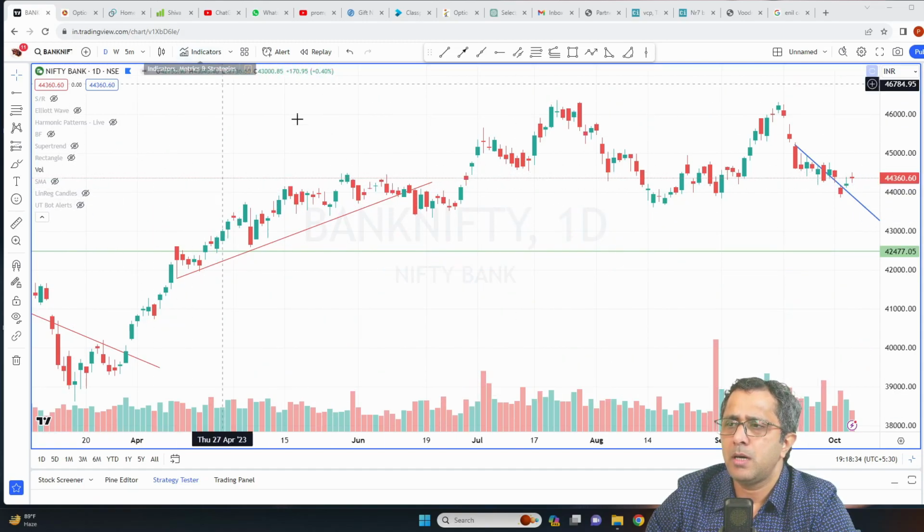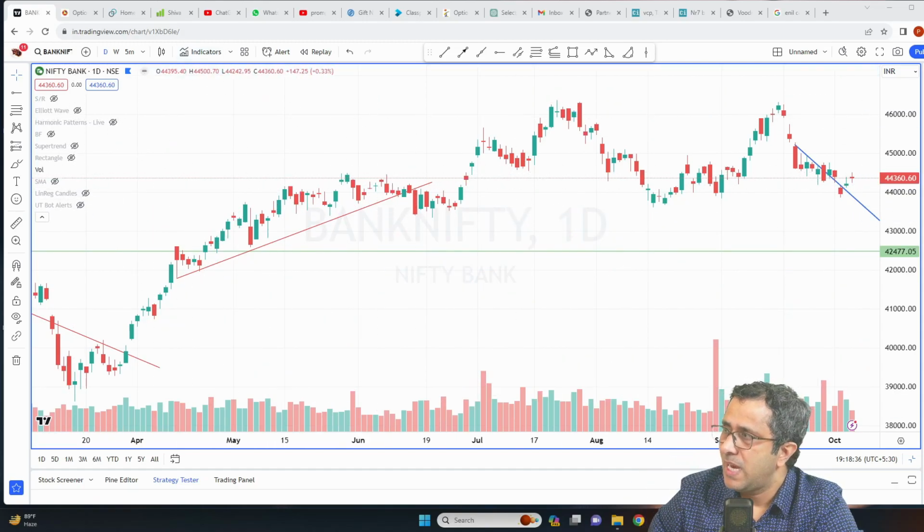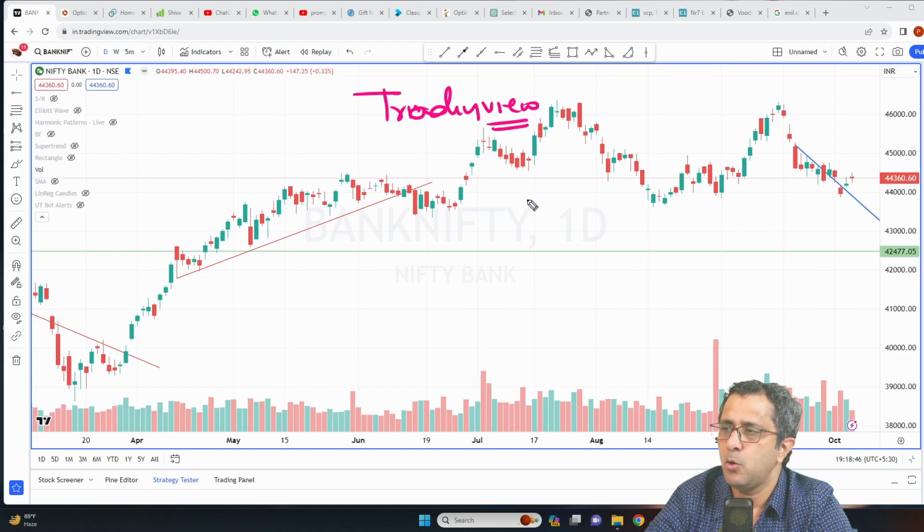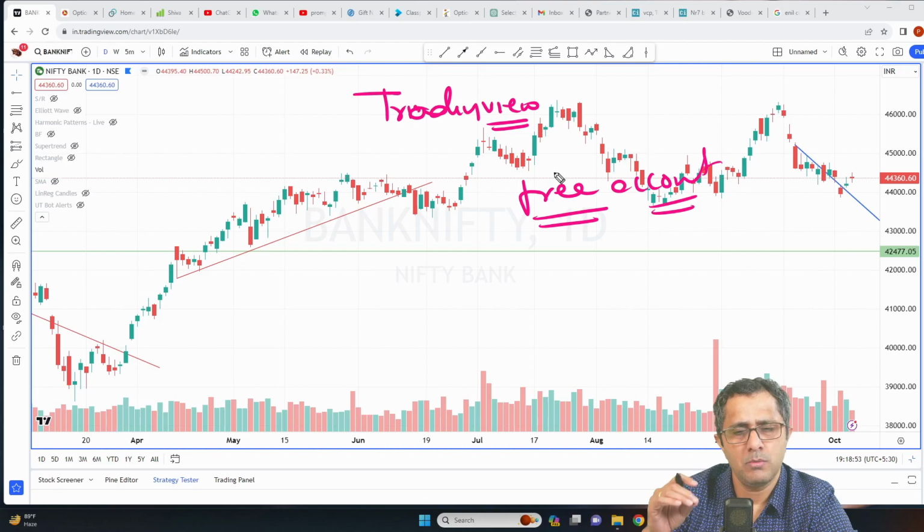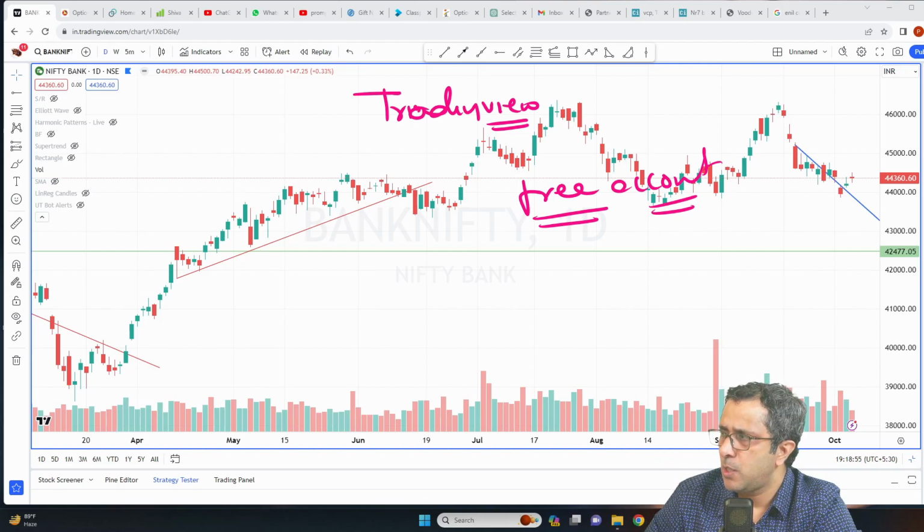First of all, one more thing, sorry about this. The indicators which will be used work on TradingView only so far. So you can open a free account, you don't have to pay for them. On a free account also you can use these indicators, so be assured. So let me tell you what we have to use.